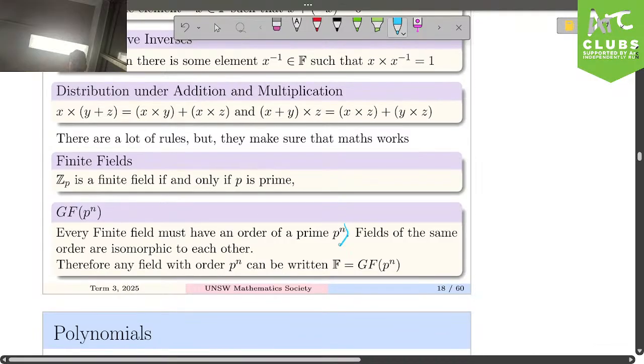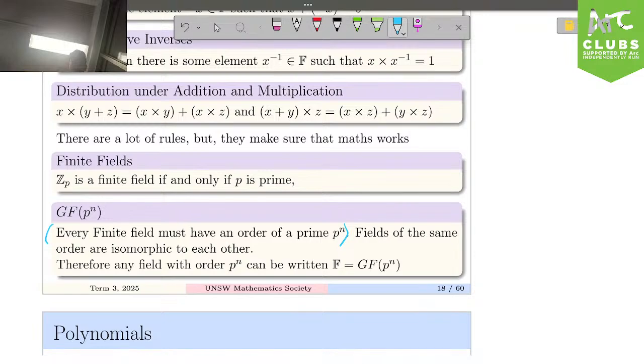So here's a fact. This is really a theorem. Every finite field must have an order that is a prime to the nth power. True fact. And fields of the same order are isomorphic to each other. Isomorphic is a fancy word that I'm sure a lot of the first years would never have heard of. What it means is that the fields look the same up to relabeling the elements. So if I multiply two elements and I get a third element, if I just relabel the elements, that kind of relationship doesn't change. That means that these fields kind of look the same to each other.